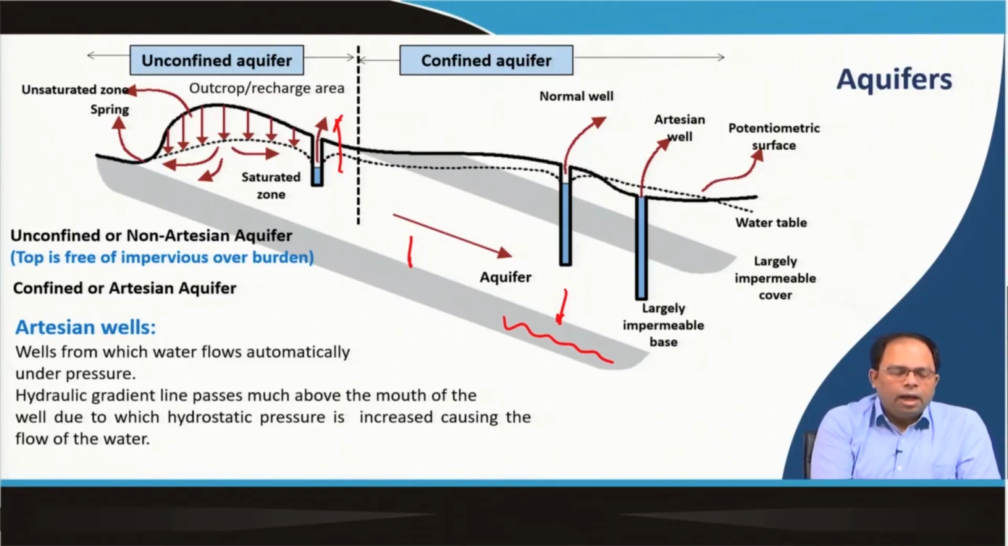So, the top is free of impervious overburden in the case of a non-artesian aquifer, and in the case of a confined or artesian aquifer, it is not. So, these are the two other terms that we use. Confined is known as artesian aquifer, unconfined is known as non-artesian aquifer, right. The other thing is you can also see the level of the water table in this particular image, right.